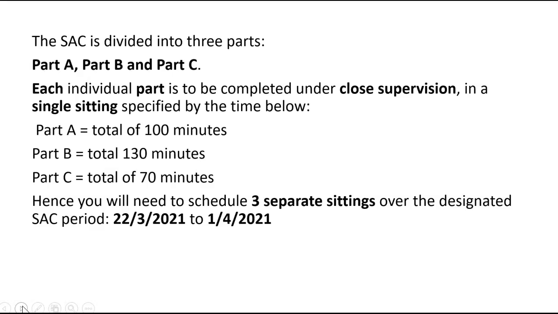You're not going to do all 3 parts at once. So you do part A first and then you give it to your supervisor and you won't get it back. Okay. So then you do part B in a separate sitting. Give it to the supervisor. The supervisor will collect these things for you and will organize all of these, the timing, where to do it and when to do it. All right. It's up to your supervisor to do that. Okay. So the main important thing, the SAC period is 22nd of March to 1st of April.